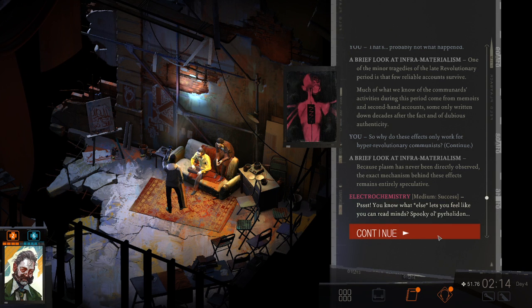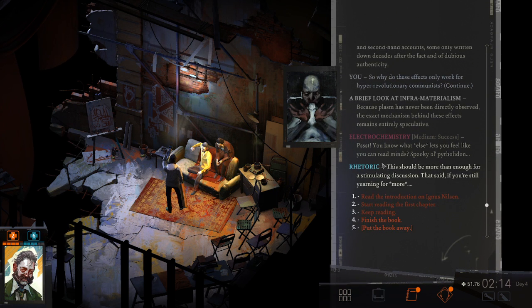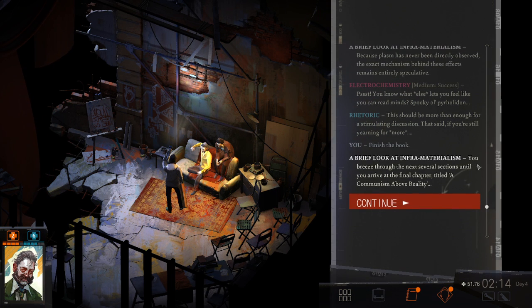Psst, you know what else lets you feel like you can read minds? Spooky old religion. This should be more than enough for a stimulating discussion. That said, if you're still yearning for more, let's finish.